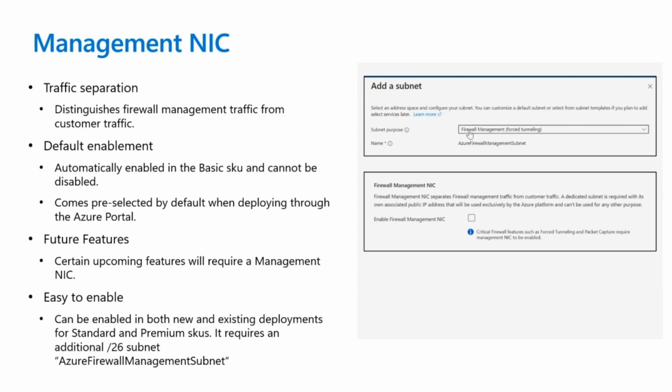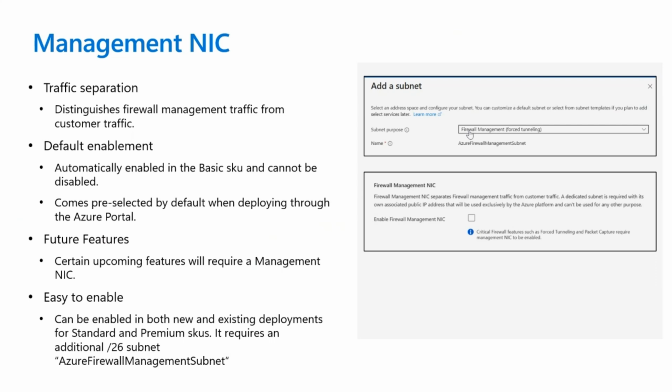And for the firewall Standard and Premium, if you are deploying through the portal these days, the option of deploying using the management NIC is selected by default, right? Of course, if you don't want to deploy using the management NIC, you can just go in and disable that, but that's the default option that's selected when you deploy a new firewall through the portal.